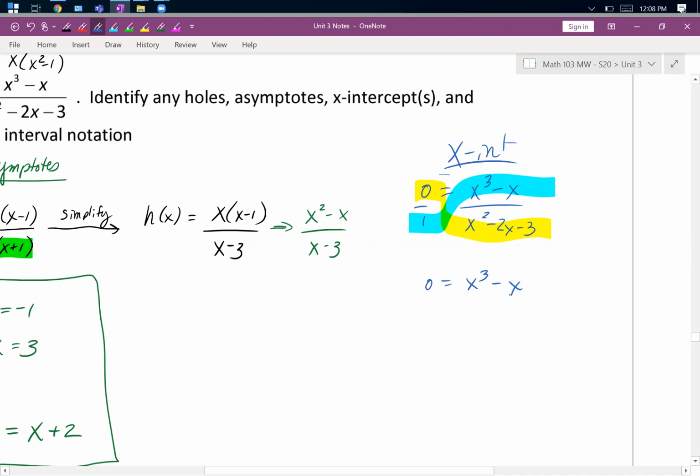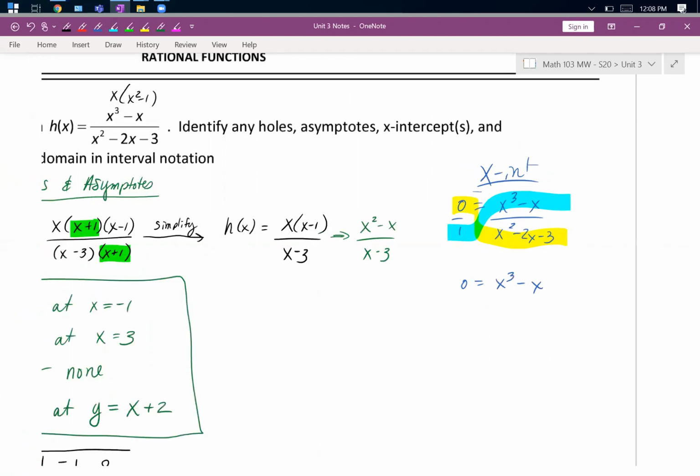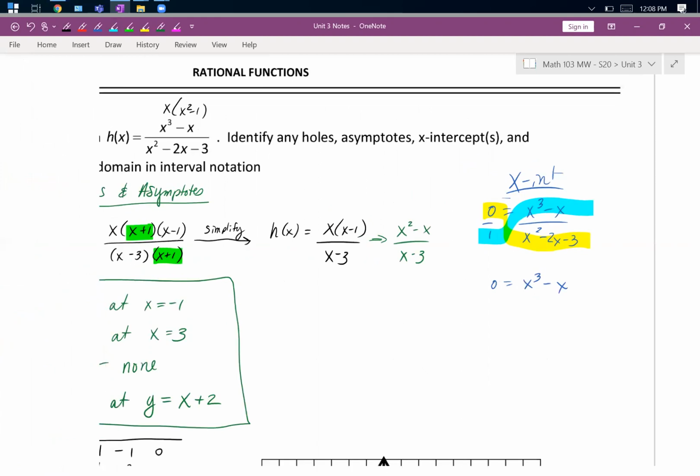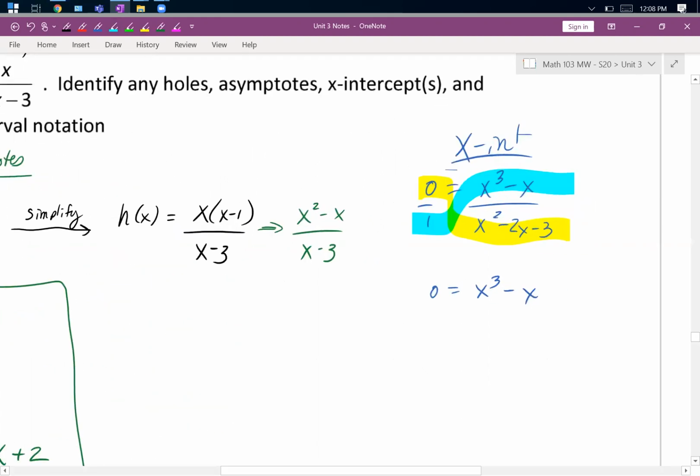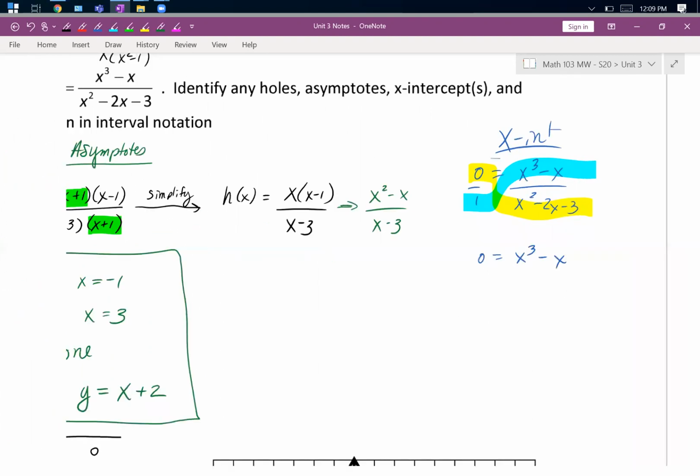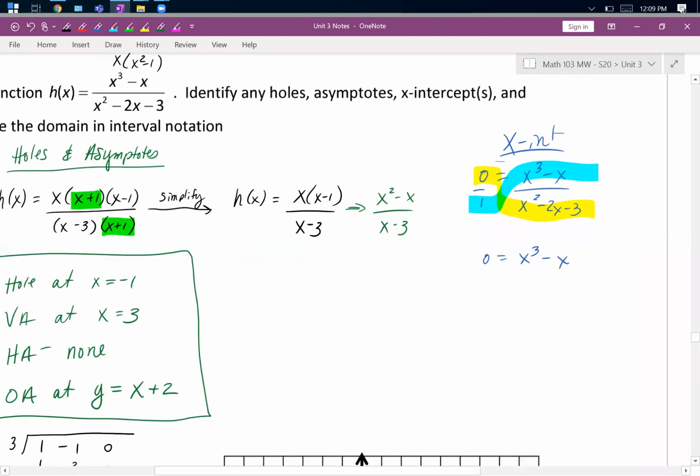To solve this equation, we want to get it in factored form, but remember, we already factored. Oh, shame on me. What did I do wrong? You didn't use the simplified. I didn't use the simplified form. Let me show you what would have happened. I'm just going to carry out what I did wrong.